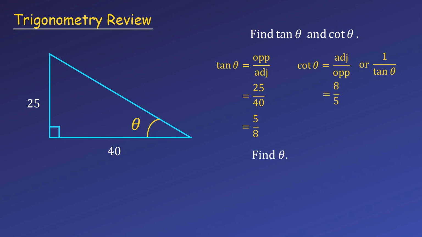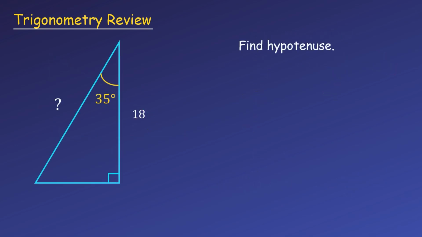Now if we're asked to find the angle theta, we could use either of these trig functions and solve using their inverses. Inverse tangent of 5 over 8 gives the same as inverse cotangent of 8 over 5, which is 32 degrees. For the next triangle, we're given one side and an angle and are asked to find the hypotenuse or longest side. Based on the angle given, the side that we have is the adjacent side. Therefore, we want to choose a trig function that has a ratio with the adjacent side that we know and the hypotenuse which we're looking for.